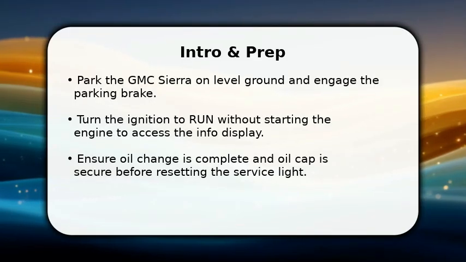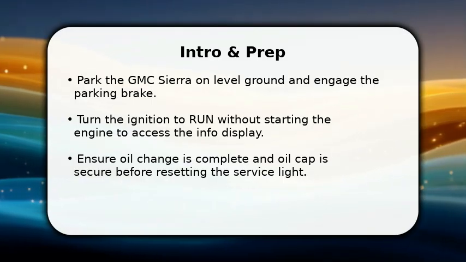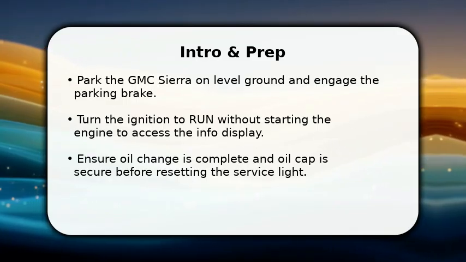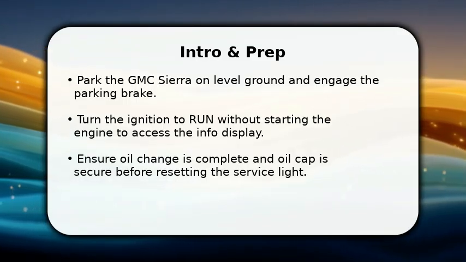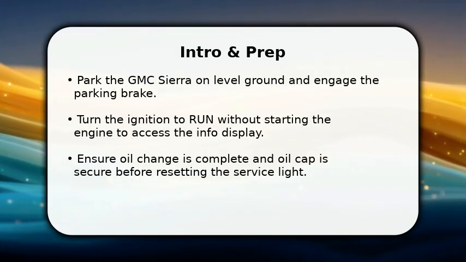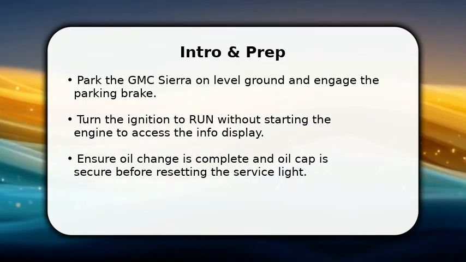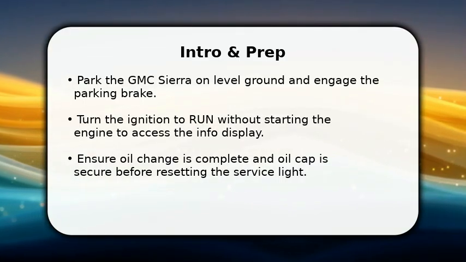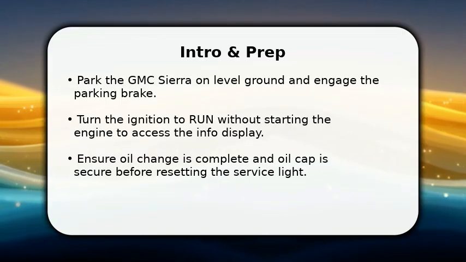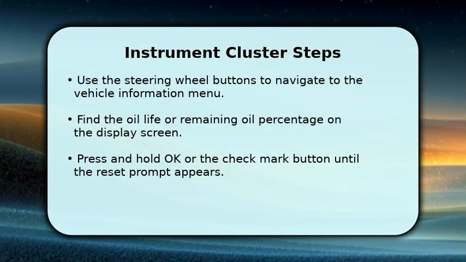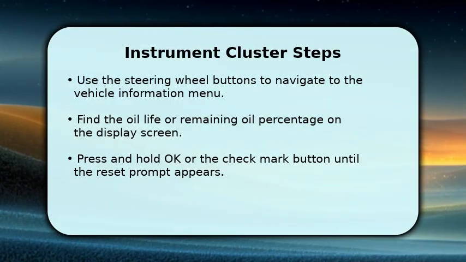In this video, I will show how to reset a GMC Sierra oil change step by step. Start by parking the truck on level ground and engaging the parking brake. With the key in your pocket, press the brake and cycle the ignition to RUN without starting the engine so the dash lights up. Confirm the engine oil message is visible on the information display and that the oil cap is securely tightened. Next, I'll walk you through the cluster controls in clear, friendly steps.